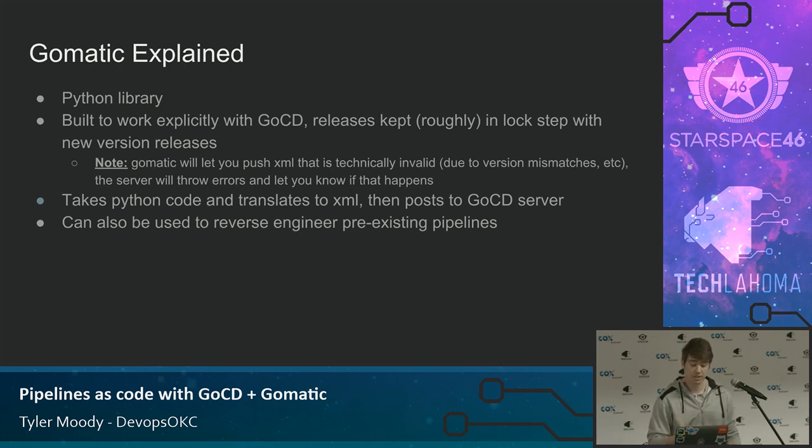So like I said, this takes Python code and translates it to XML and then posts it to the GoCD server. And it can be used to reverse engineer pre-existing pipelines. If you don't want to deal with writing Python code right away, you can go through the GoCD UI, build out your pipeline, and then run Gomatic against it and break it down, and it will actually spit out some Gomatic code that you can then use to continue configuring if you wish.